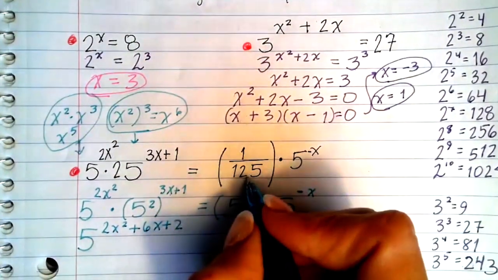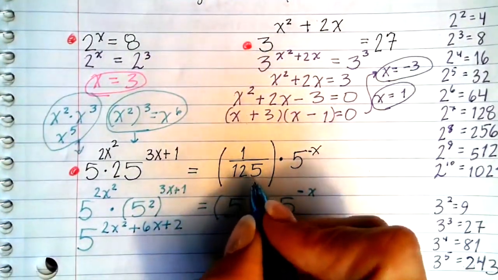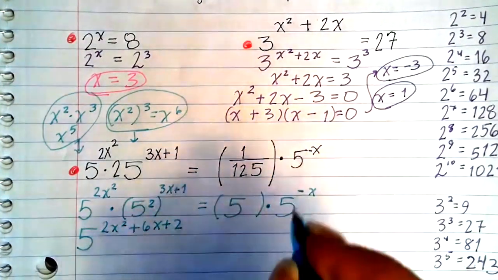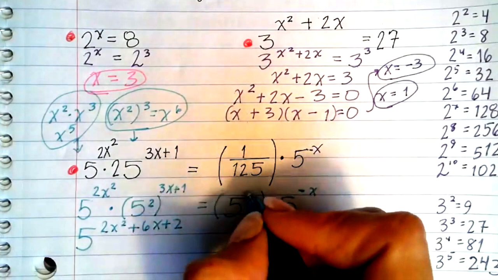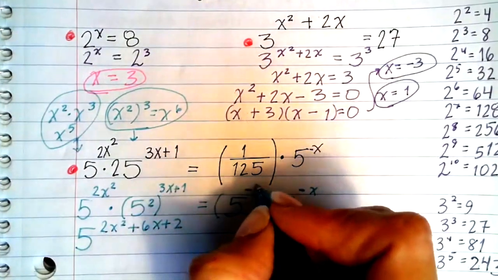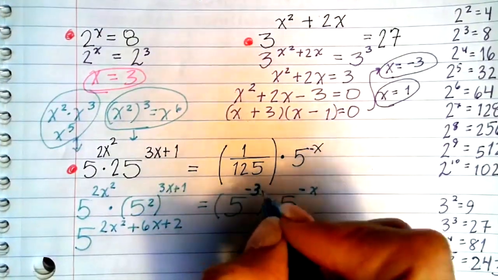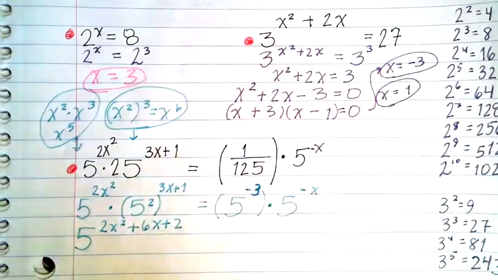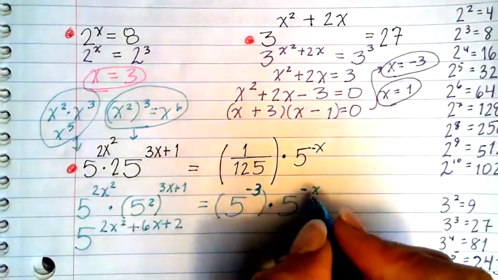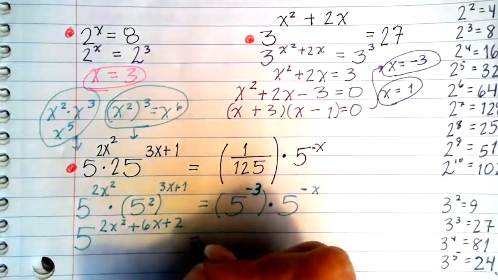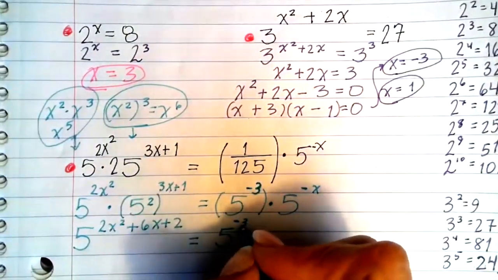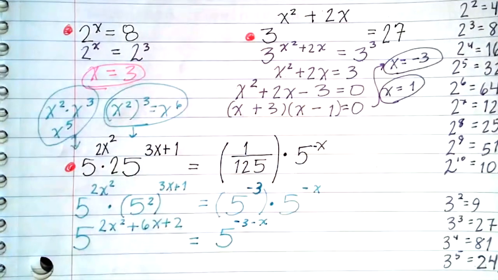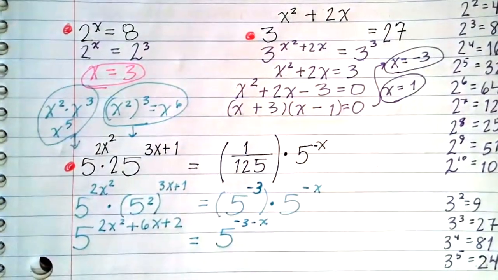Now let's go back to the other side. You had some time to think. 1 over 125 is 5 to what power? I gave you a clue. I said it was negative. It's 5 to the negative third. So again, we have 5 to a power times 5 to a power. We're going to add those exponents. 5 to the negative third plus negative x gives us 5 to the negative 3 minus x.